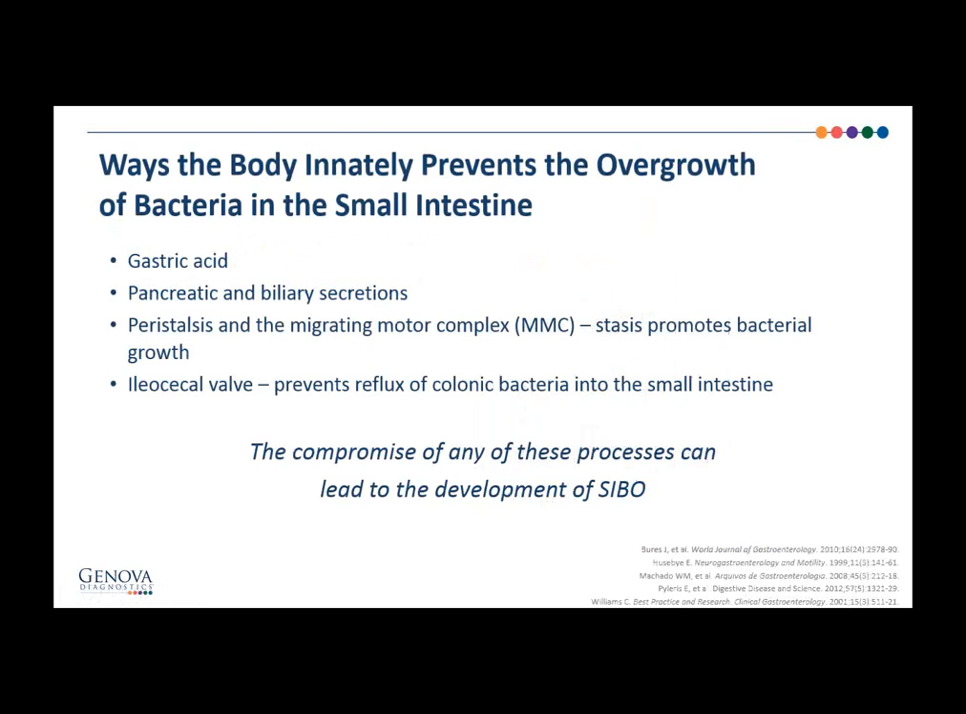So ways that the body innately prevents the overgrowth of SIBO would be, from a chemical standpoint, having enough gastric or stomach acid, pancreatic and biliary secretions. And then from a mechanical standpoint, peristalsis is very important, as well as the migrating motor complex. Basically, anything that is not moving, if there's stasis, that's going to promote bacterial growth. And then also we have our ileocecal valve that separates the small from the large intestine, and that prevents the reflux of colonic bacteria back up into the small intestine. So the compromise of any of these processes can lead to the development of SIBO.